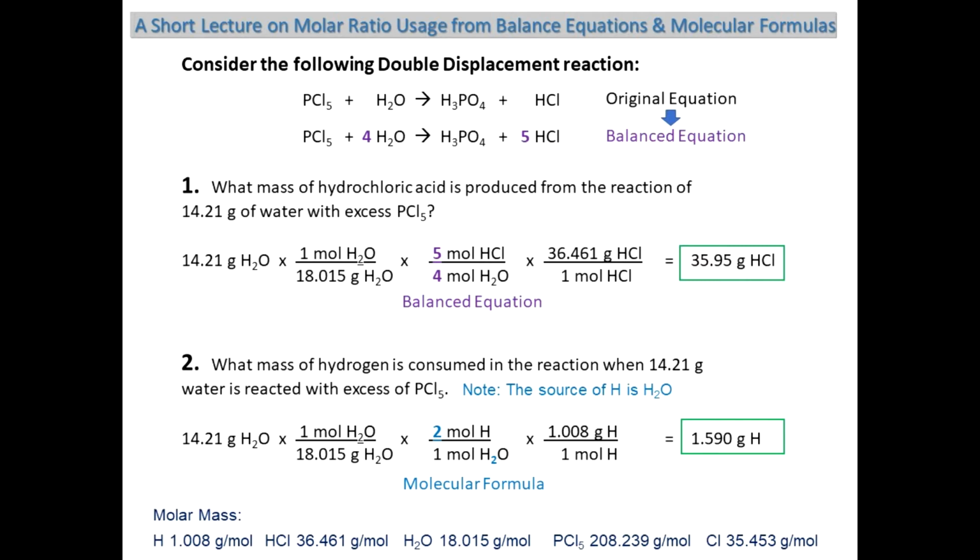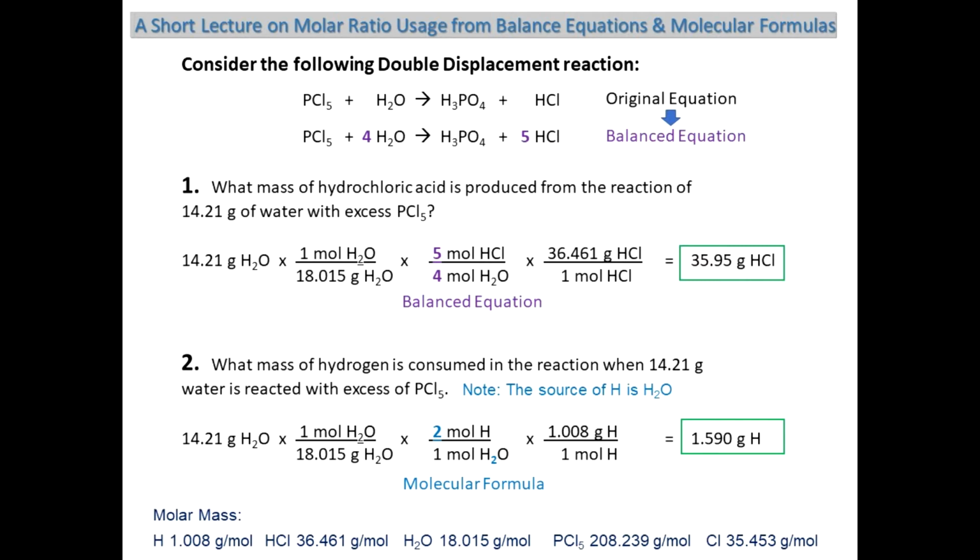So we have 5 moles of HCl per 4 moles of water. And then we continue with the dimensional analysis. Moles of HCl go on the bottom to grams of HCl on top, and we get 35.95 grams of HCl. Remember that in going from one compound to a new compound, we use the balanced equation molar ratio.